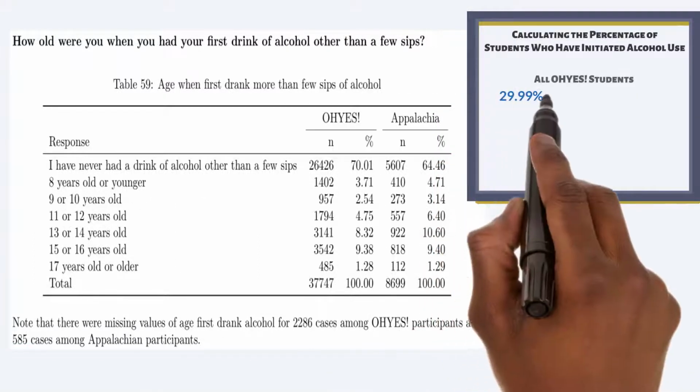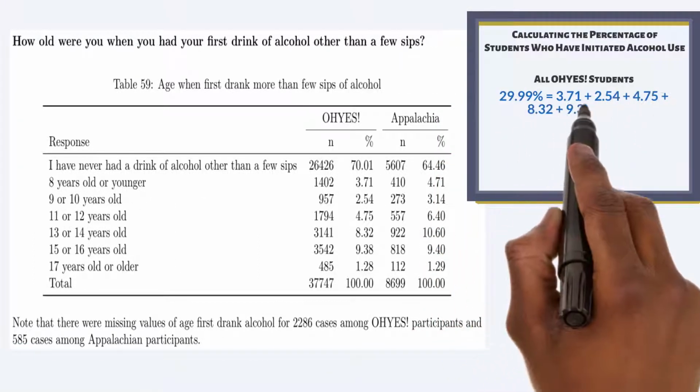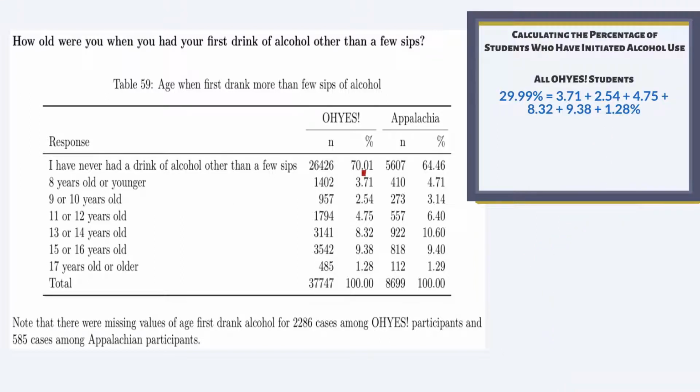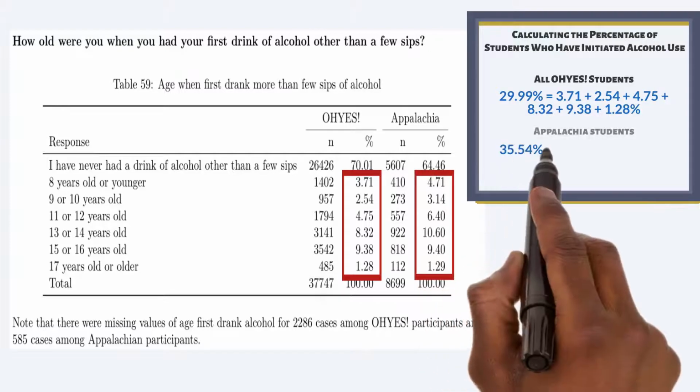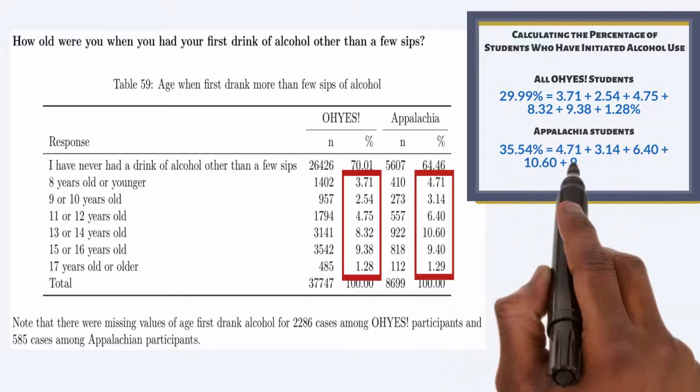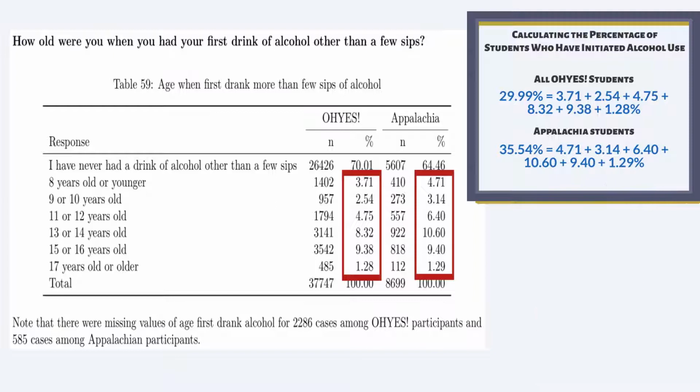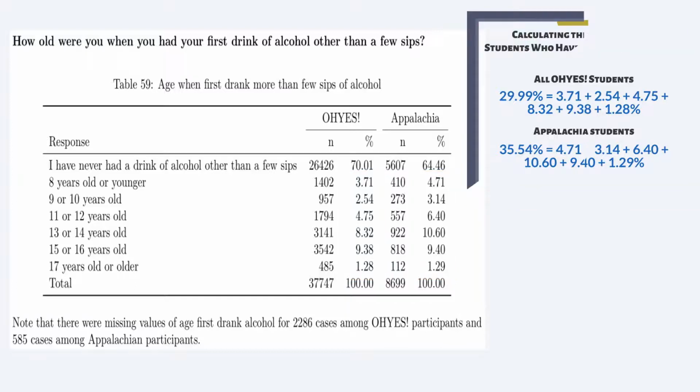As in our first example, we can see that 29.99% of all OHYES participants have initiated alcohol use. This is the sum of the percentages who initiated alcohol use by the ages shown in the table. We can also see that 35.54% of Appalachian participants have initiated alcohol use. Again, this is the sum of the percentages who initiated alcohol use by the ages shown in the table.